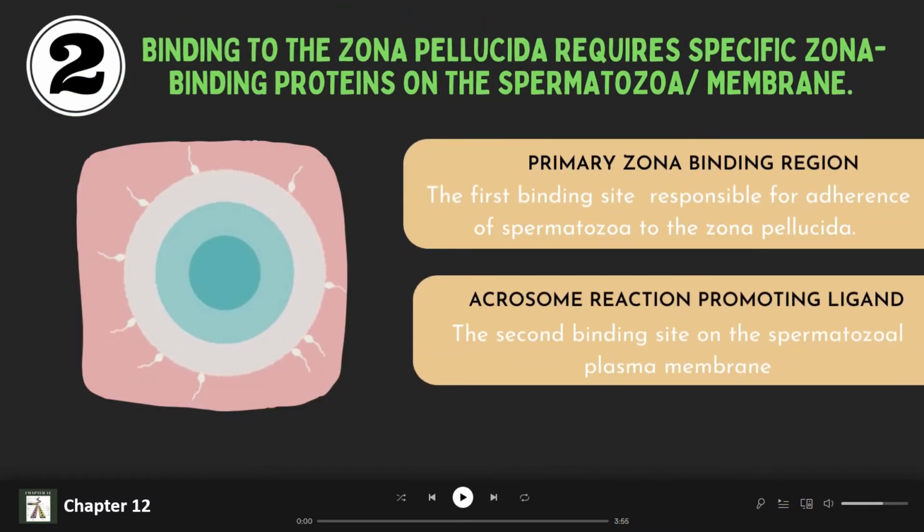Next is the binding to the zona pellucida. The first binding site, referred to as the primary zona binding region, is responsible for adherence of spermatozoa to the zona pellucida. The second binding site on the spermatozoal plasma membrane is believed to be the acrosome reaction promoting ligand. This is much like a typical hormone receptor binding complex. The binding initiates the acrosomal reaction.